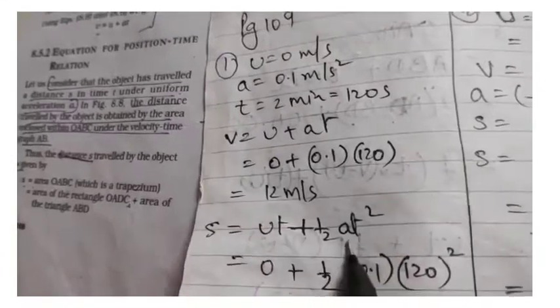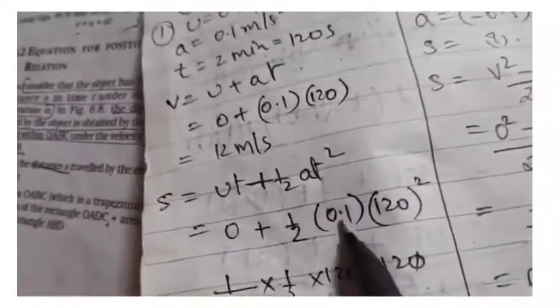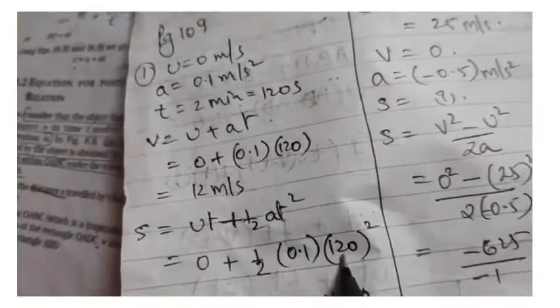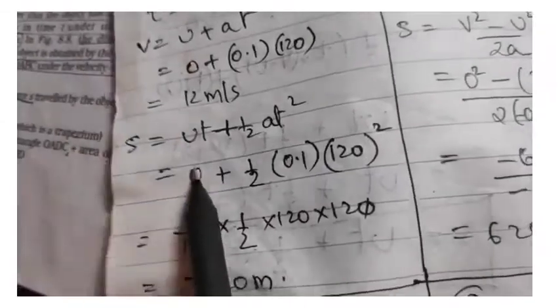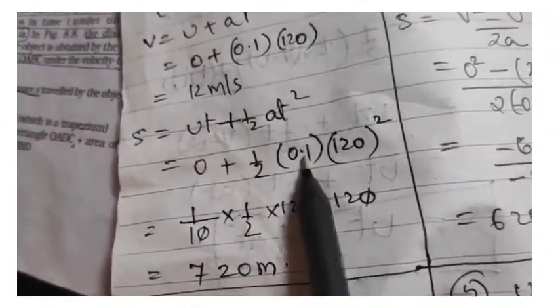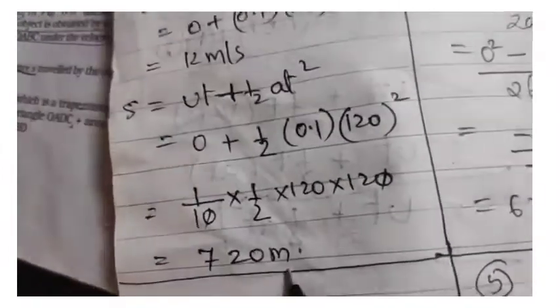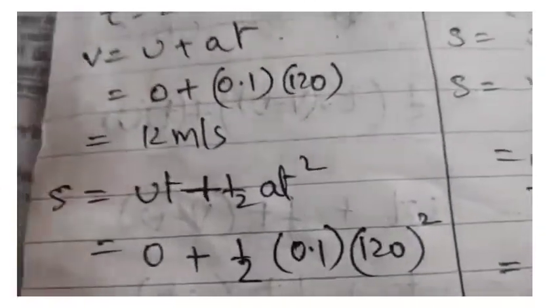And s is equal to ut plus half at square. I took this because u value is 0, so u into t will be 0. So I wrote 0 plus half into a value, how much? 0.1 given. 0.1 into t square, t is 120, 120 square. So half into 1 upon 10, 120 into 120. Now if you solve this complete thing, you will get 720 meter. Understood the first sum on page number 109?